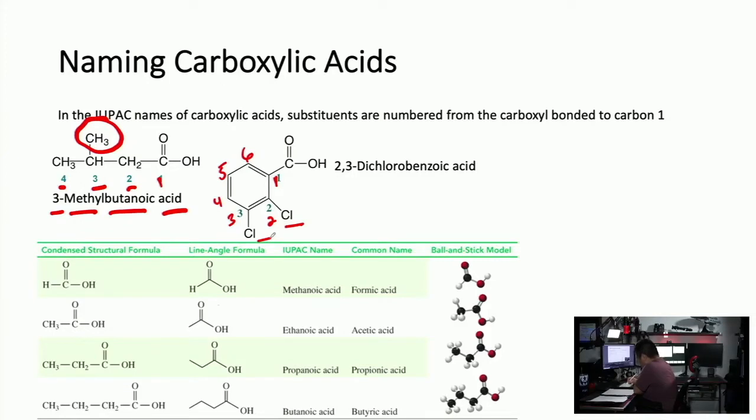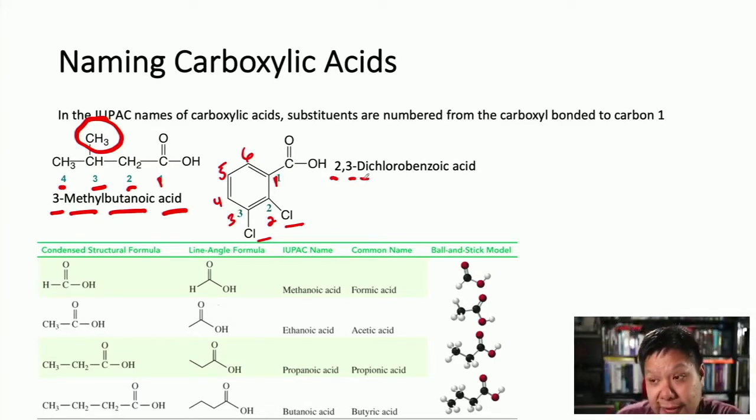So the name of this particular benzoic acid is 2,3 because they're on the second and third carbons of the ring. Dichloro because there's 2 chlorines and di means 2. Benzoic acid for the rest of it, right? Pretty simple naming carboxylic acids.